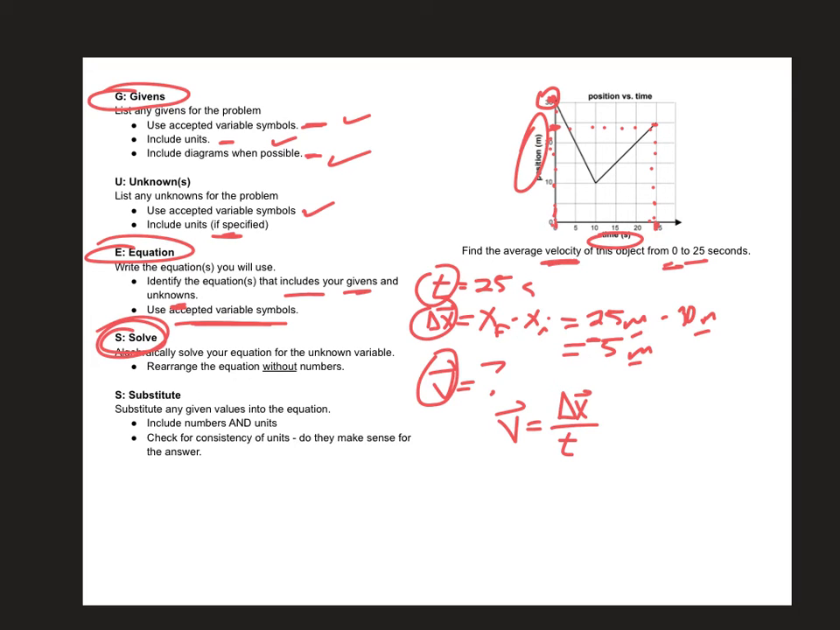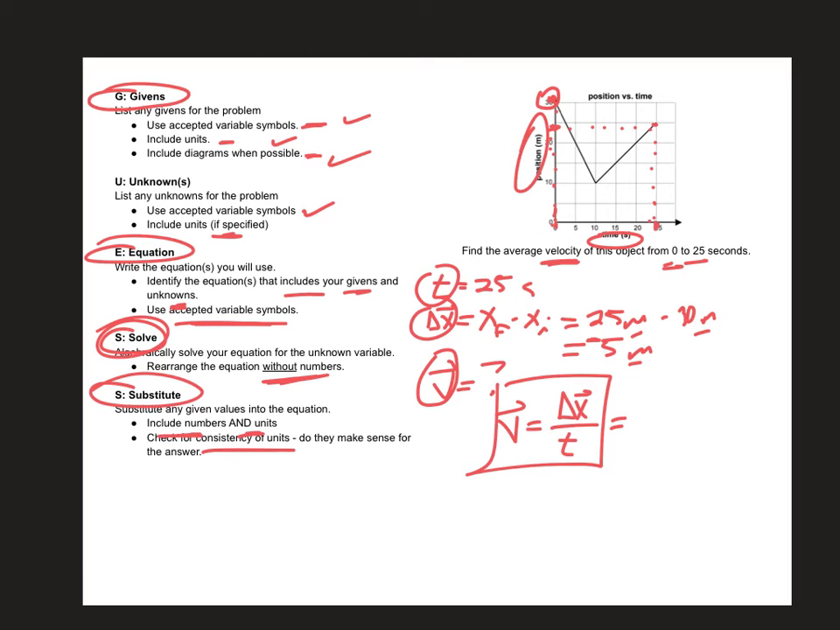The next step is solve. I need to solve algebraically for the unknown variable without putting in numbers. Well, let's see, my unknown is velocity. I need to solve this equation for velocity. It's already solved, done. So now I can move on to the next step, substitute. I substitute any of my given values in, including not just the numbers but also the units. That way I can check for the consistency of units. In other words, since I'm looking for velocity, are my units units of velocity? So now, this is where I plug in the numbers.